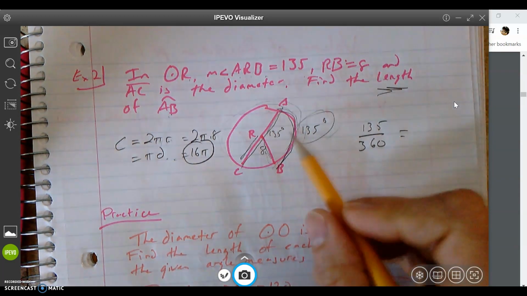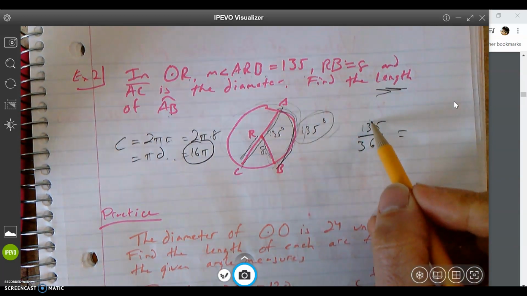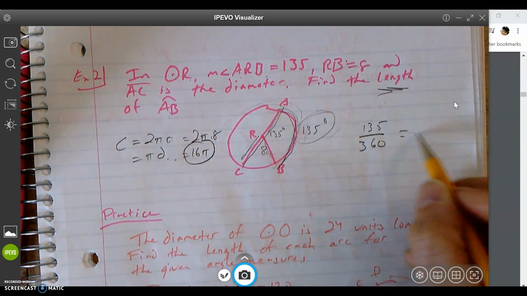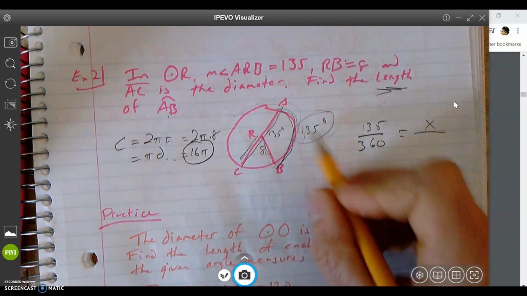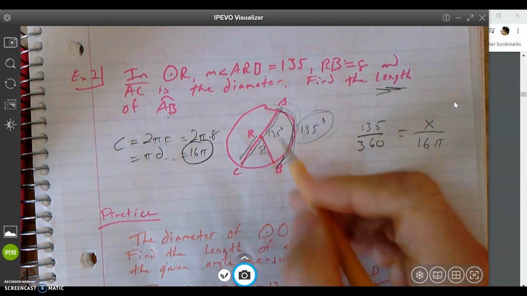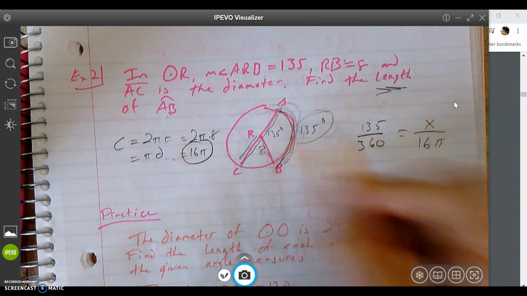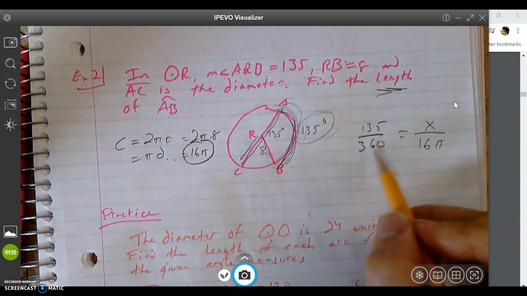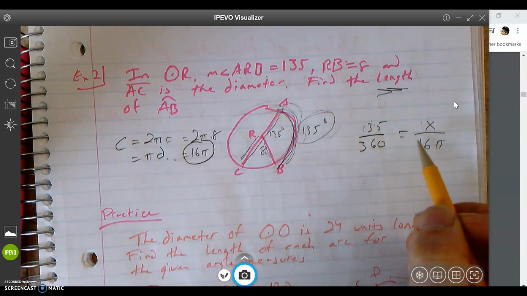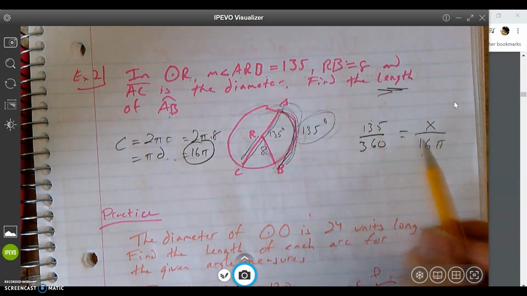So I have the arc, which is 135. I have the whole circle, which is 360. And now I want to know what part of this is out of the total 16 pi, because 16 pi is all the way around. So I want this piece of the 360, so I want what piece of the 16 pi. That's what I've got to figure out. So what am I going to do?